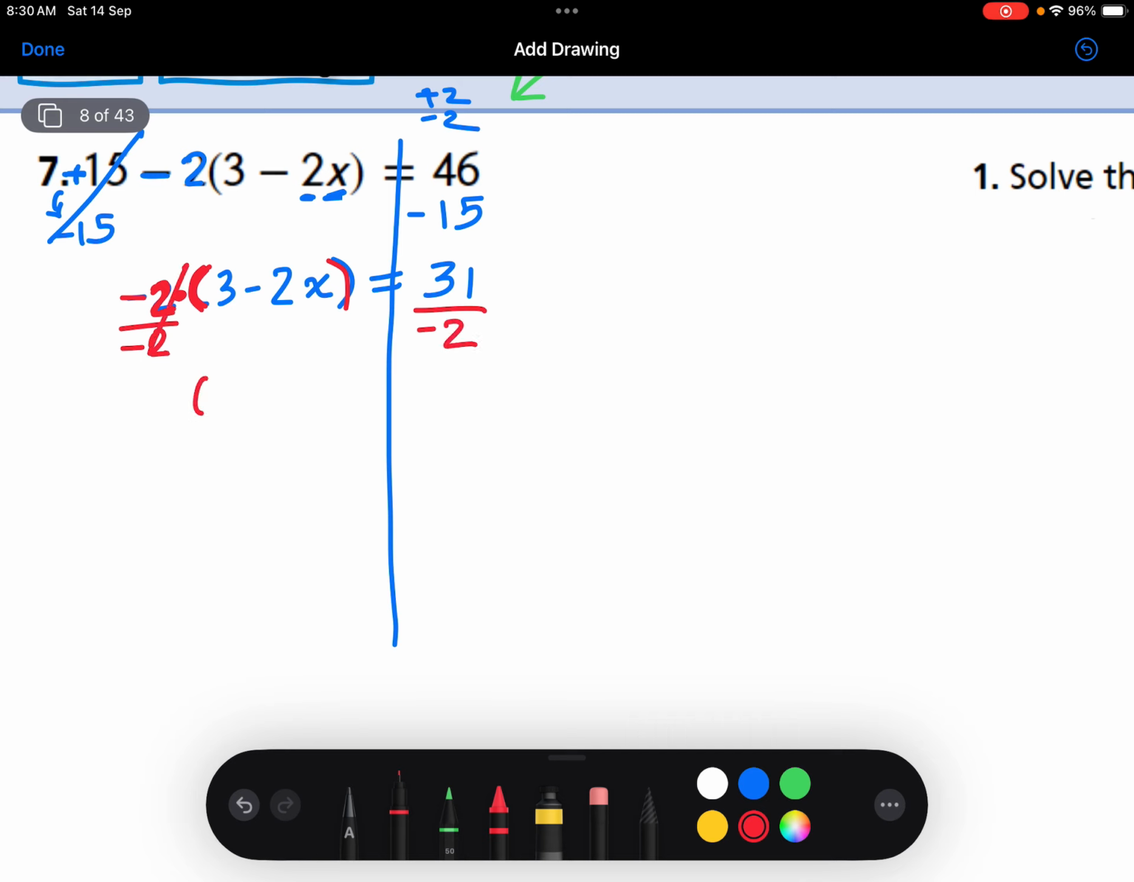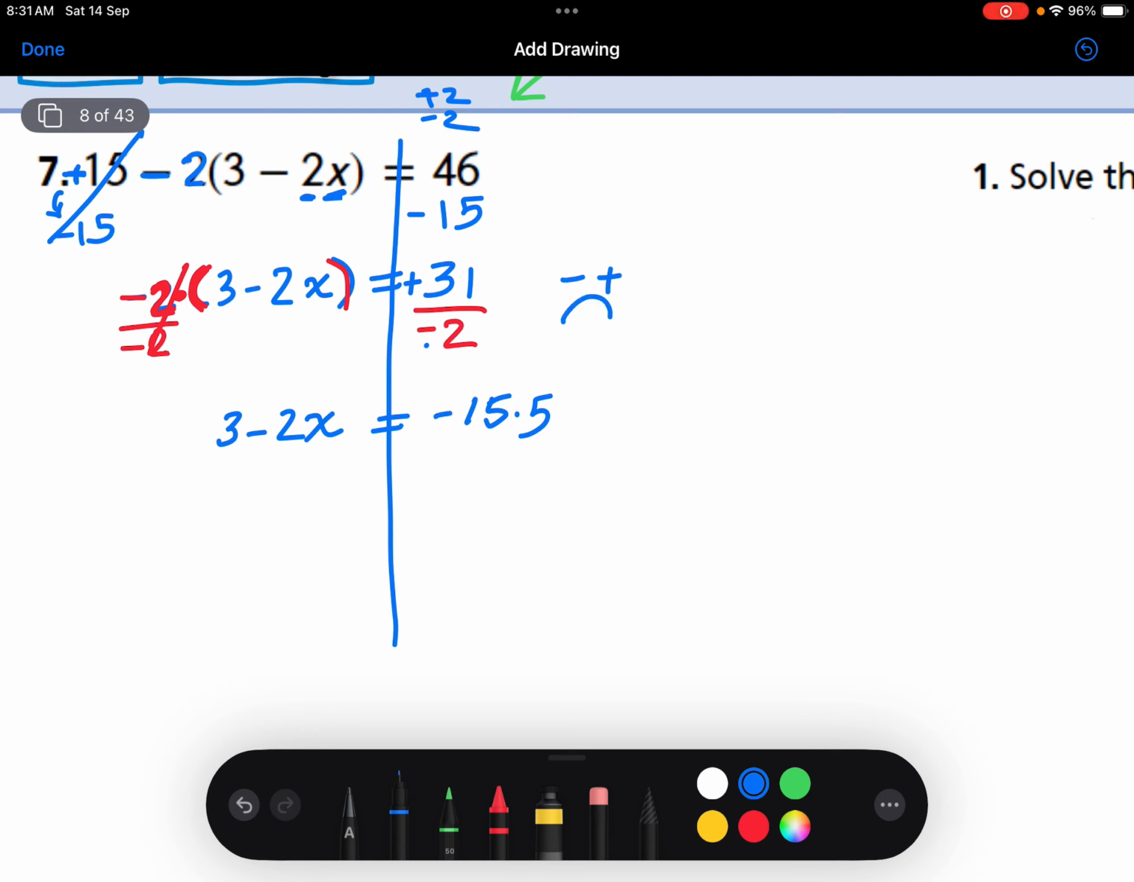So here, you can just write it without a bracket, by the way. I have 3 minus 2x equals 31 divided by 2. Half of 31 is 15.5. But because one of them is negative, using smiley faces, this is negative, this is positive, of course. Whenever you are dividing or multiplying different signs, the answer should be negative.